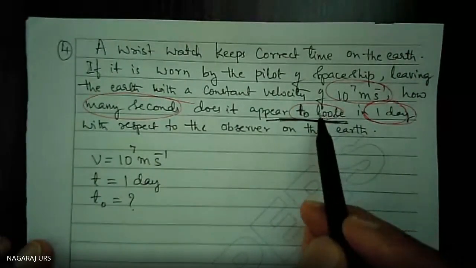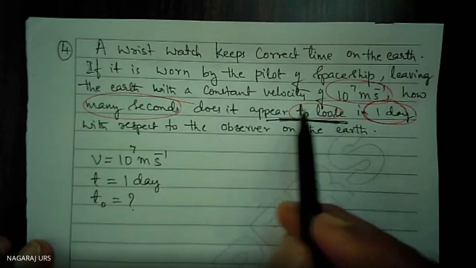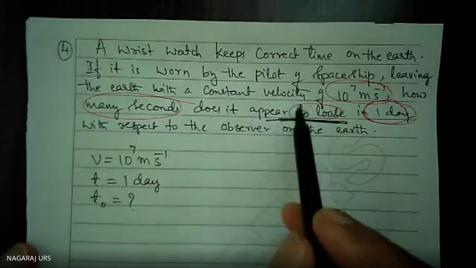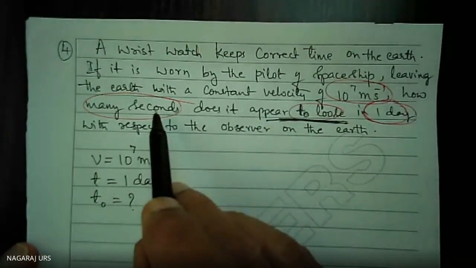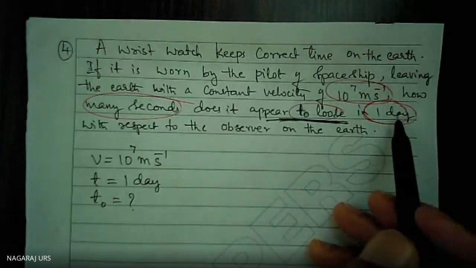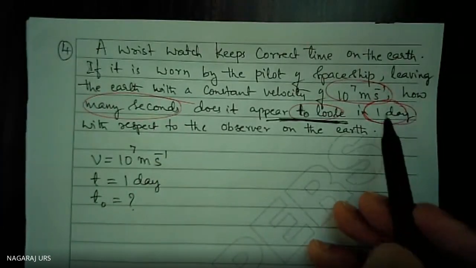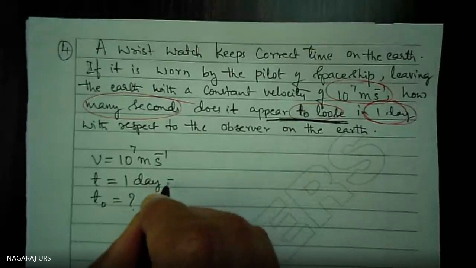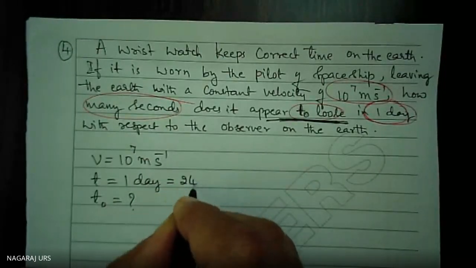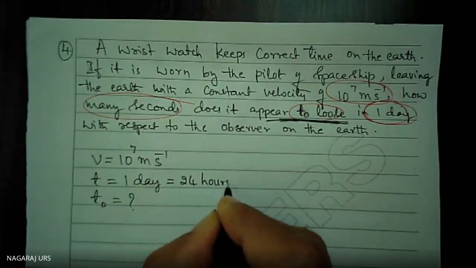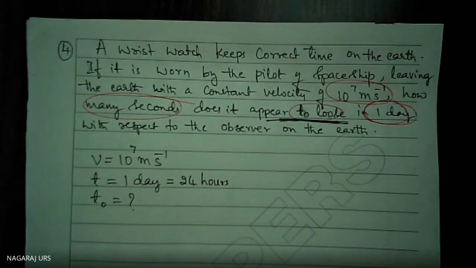But this one we are supposed to calculate in terms of seconds. He has given this one in terms of days. So therefore, I will convert this in the form of 1 day means 24 hours. Afterwards, hours can be converted in the form of seconds.